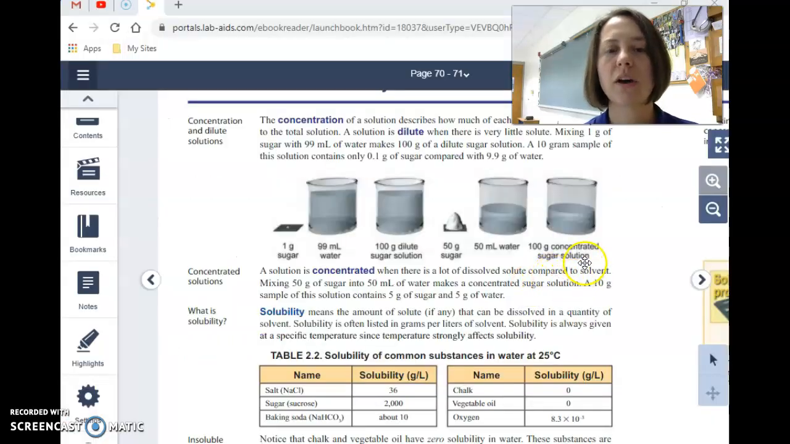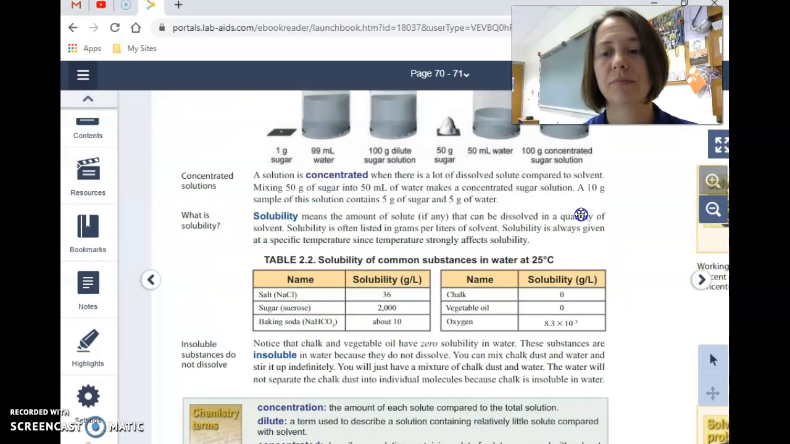Let's take a look on page 58. So we're looking at sugar water again, and you can see if you put 1 gram of solute in 99 milliliters of water, you get a dilute sugar solution, whereas if I were to put 50 grams of sugar into 50 milliliters of water, I would get a concentrated solution. I would have this 100 grams of sugar solution. It would have the same mass, and it would be concentrated.